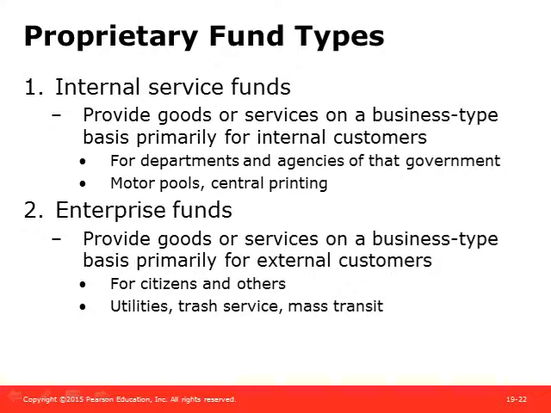So governments account for their business-type activities in one of two types of proprietary funds, either enterprise funds or internal service funds. The primary distinction between the two types of proprietary funds is that governmental units use internal service funds to account for activities operated and financed on a business-type basis that provide goods or services either solely or almost solely to internal customers, that is, other departments or agencies of the government.